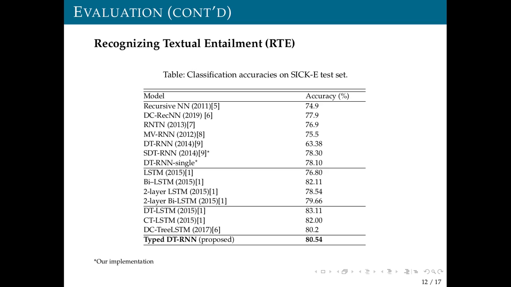Then we have recognizing textual entailment classification accuracies for different types of model. In the first category, we have the recursive neural network. Second category, we have sequential LSTM, and in the third, we have tree-structured LSTM. Our model outperforms all the recursive neural networks, with about 2% increment over the DT-RNN. It has comparable results with the sequential LSTM. LSTMs which are more powerful models with tree knowledge outperform our model in this task.